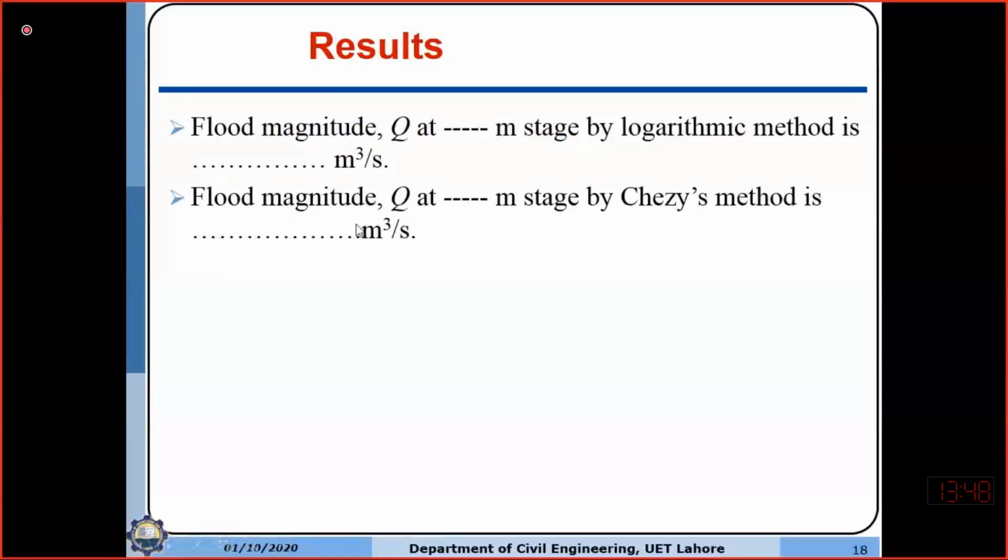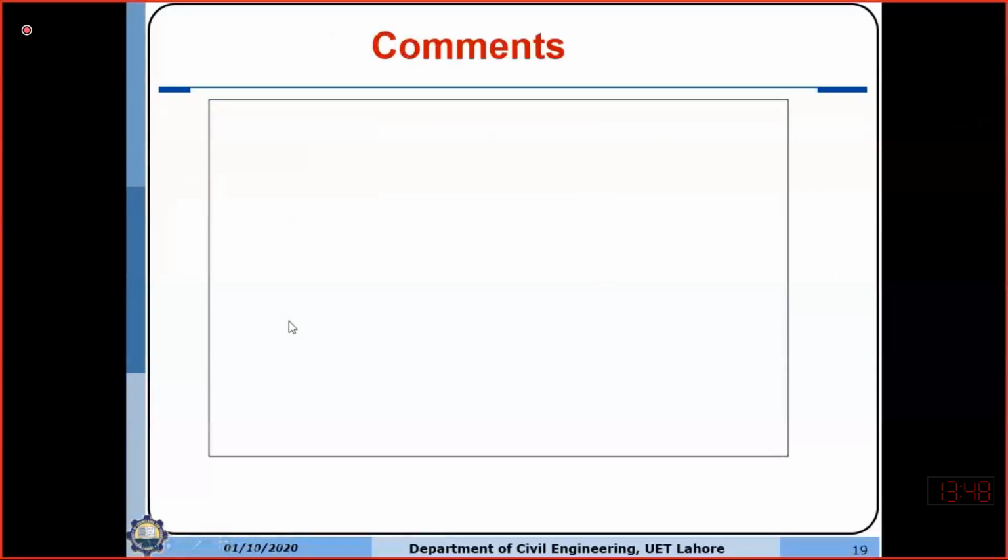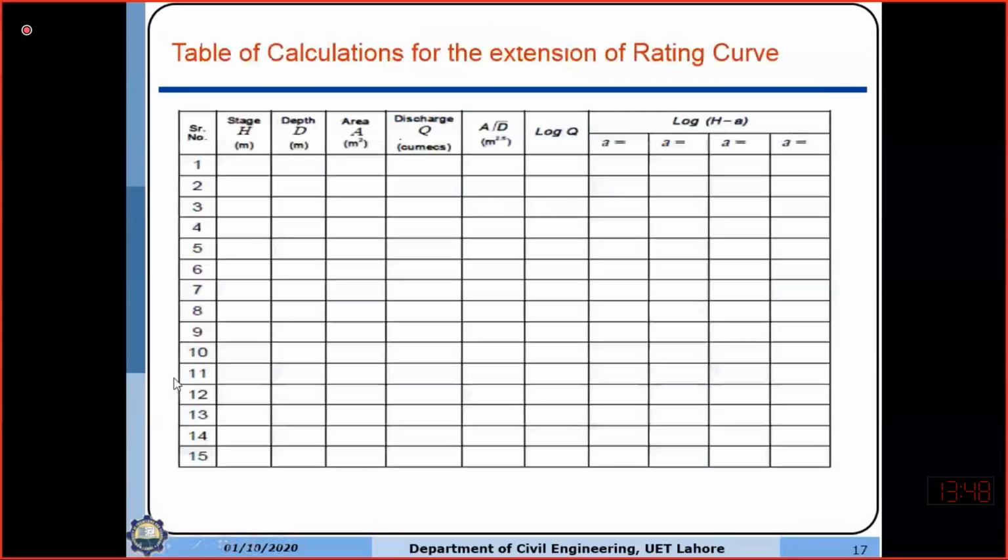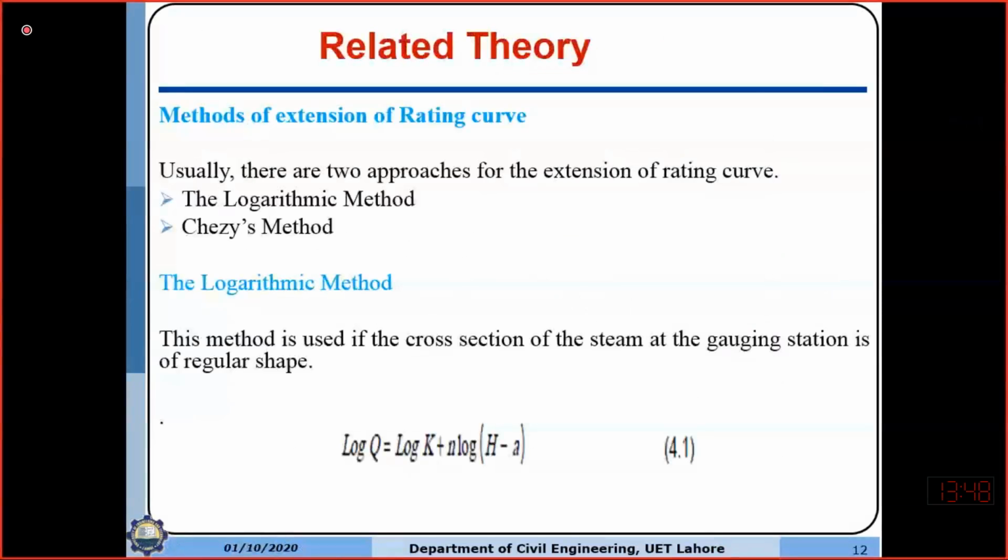Then you have to find the percentage difference between both, and accordingly you can comment that using these two methods, this is the difference that we have achieved in this case. Now remember, this logarithmic method, as it is mentioned, is more useful when the cross-section of the stream is of regular shape. So this method is more used over there as compared to the other method.